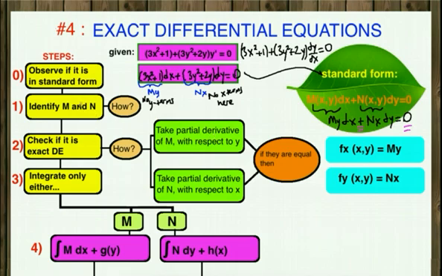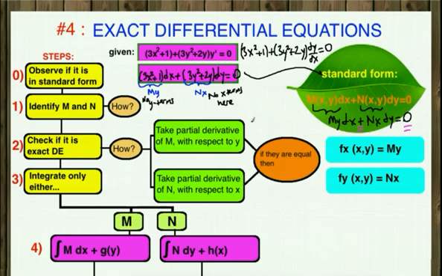Now let's go to step 2. In step 2, we need to check if this is an exact differential equation. If it is not exact, we don't need to continue. So how are we going to check if it is exact? We take the partial derivative of M with respect to y, and the partial derivative of N with respect to x. If they are equal, then it is exact. If not, it is not.